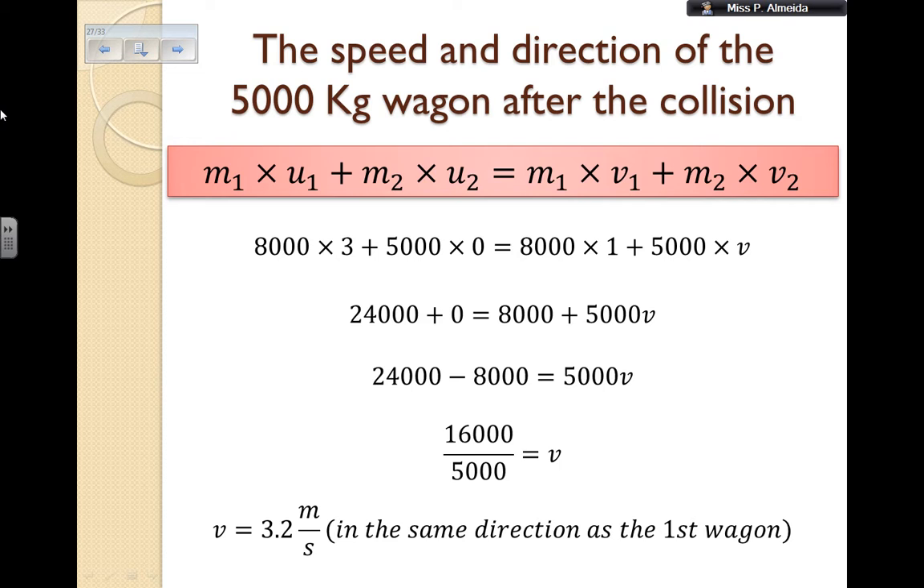So if I do the calculations, I get 24,000 plus 0 equals 8,000 plus 5,000 v. Okay, so I get 24,000 minus 8,000 equals 5,000 v. Therefore, I get 16,000 divided by 5,000, that's equal to v. So v equals 3.2 meters per second, and I know that is in the same direction as the first wagon, because I decided that the velocities were positive, and in my result my velocity is positive as well, so it means that the vector is going in the same direction.